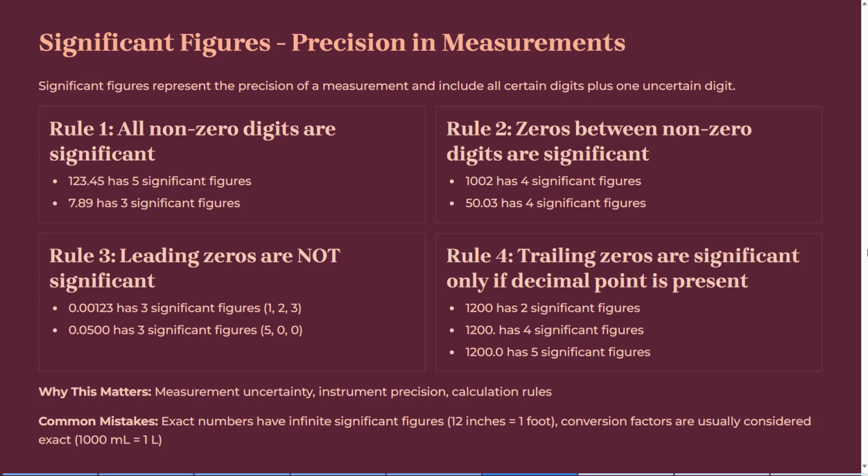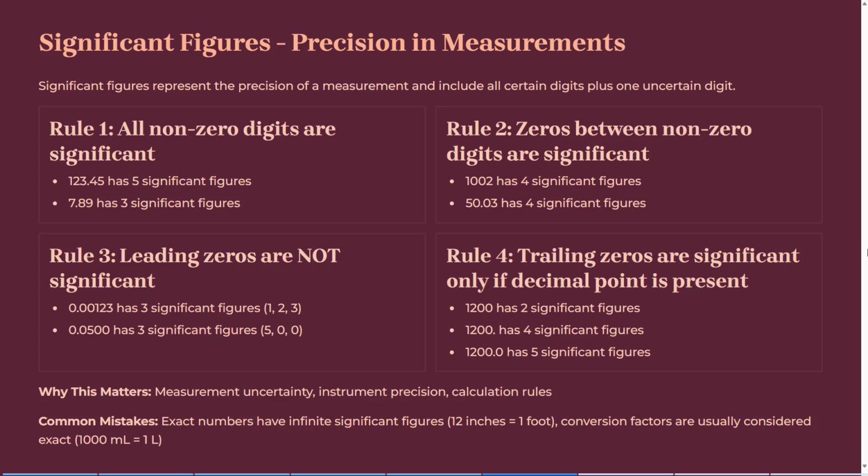Rule number 4. This is where it gets tricky. Trailing zeros are significant only if there is a decimal point present. The number 1200 has only 2 significant figures, but 1200. has 4 significant figures. And 1200.0 has 5 significant figures.